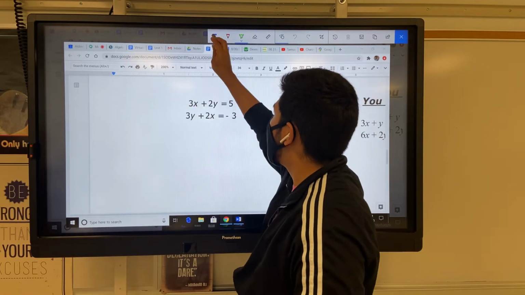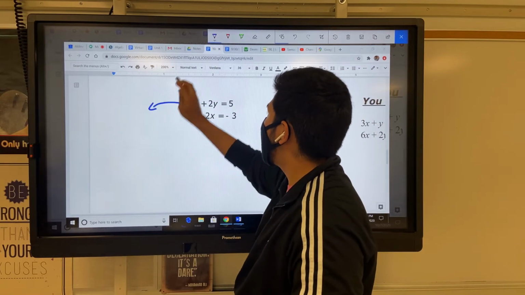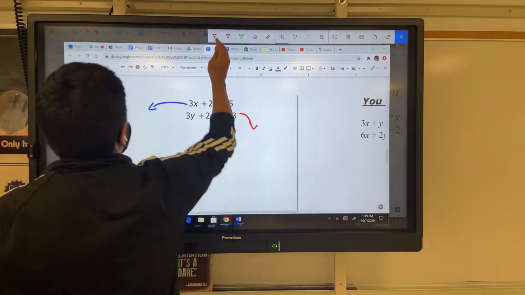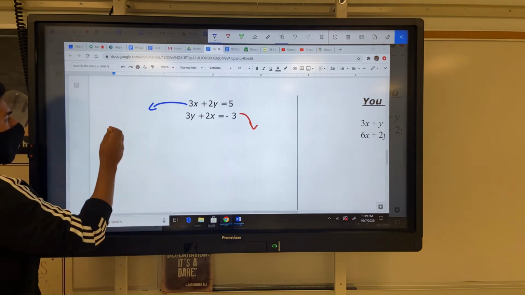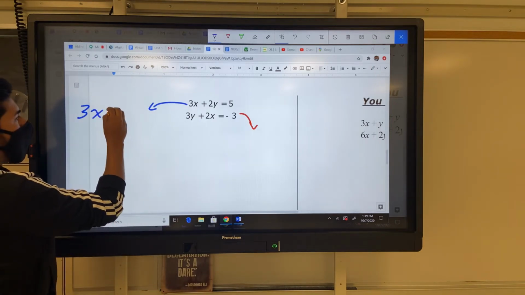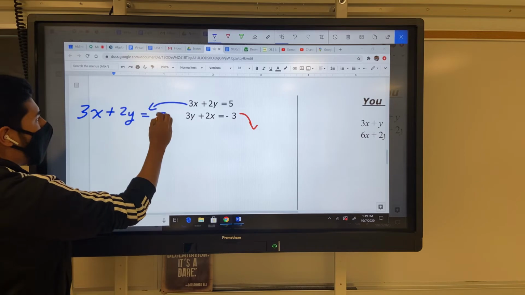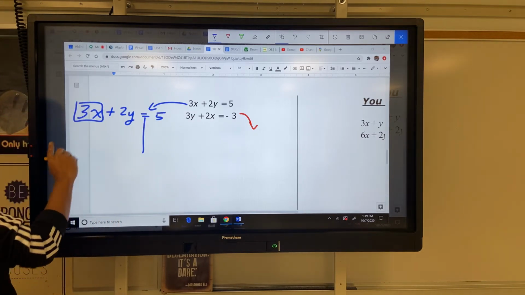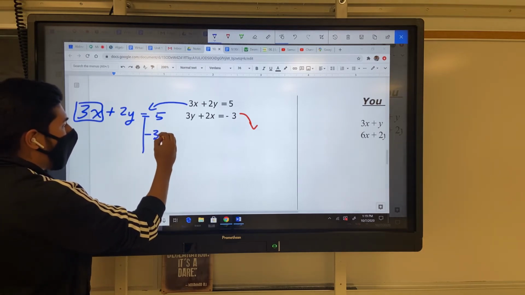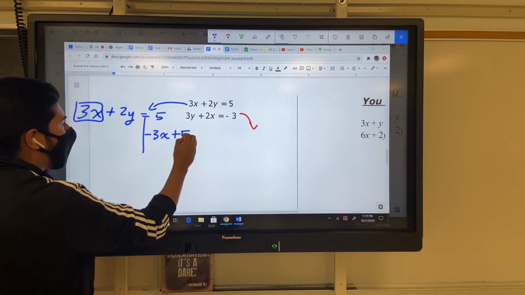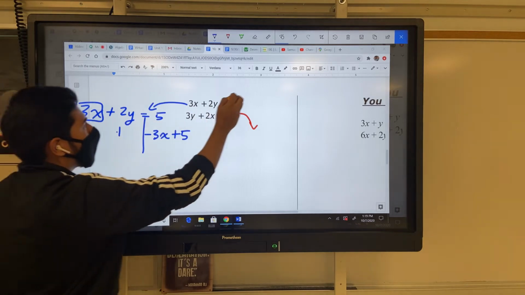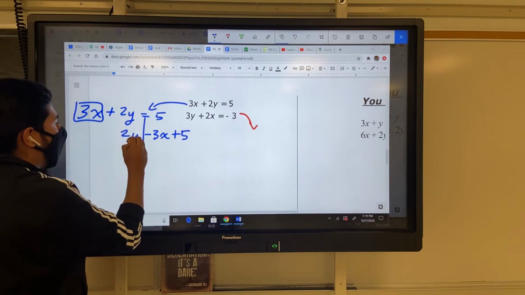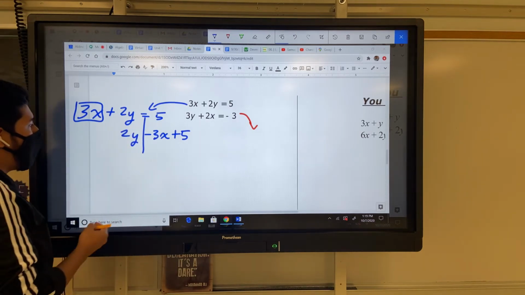I'm going to do this one in blue and this one in red. Doing the blue: 3x plus 2y equals 5. Moving the x, 3x to the other side is negative 3x. Bring down the plus 5. Oops, we don't bring down the plus, we just bring down the 2y. And then we divide by the y.